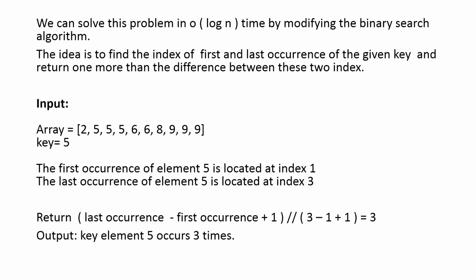Now you have to return one more than the difference between these two indices. So return last occurrence minus first occurrence plus 1, that is 3 minus 1 plus 1 equals 3. So the output should be: key 5 element occurs 3 times. That approach you have to use in the given sorted array, so that you will get the output, and it will solve in order of log n time. That's it. Thank you.